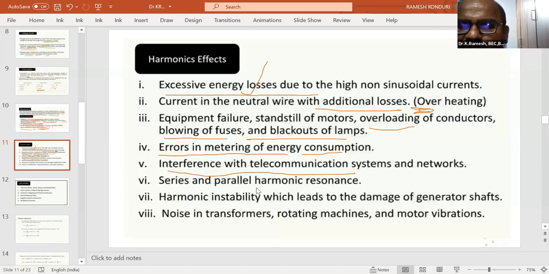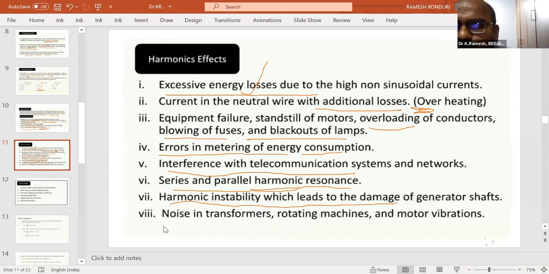So there is a problem of harmonic resonance. You have series and parallel harmonic resonance, which will occur in the case of these harmonic effects. So you have harmonic instability, which leads to damage of the generator shaft. So from the stability point of view, due to these harmonics, they lead to instability, which leads to damage of the generator shaft, the alternator shaft.